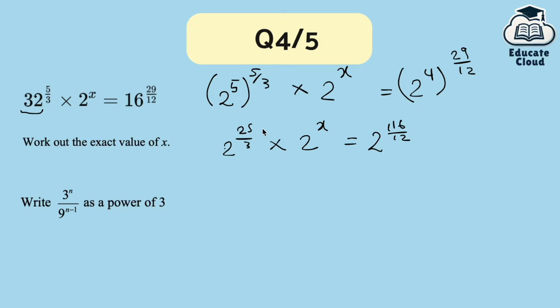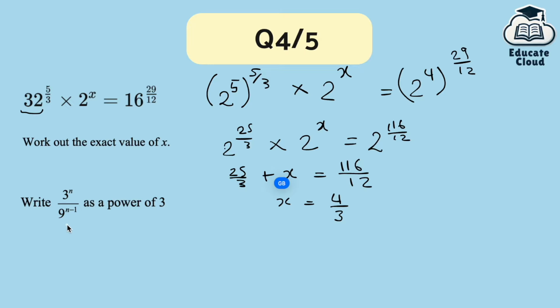And now your multiplication law of indices says that when the bases are the same, you add the powers. So now you've just got an equation where 25 over 3 plus x is going to be equal to 116 over 12. Okay? And here your x will just be 4 over 3, because that can simplify down to 29 over 3. So that will just be 4 over 3.